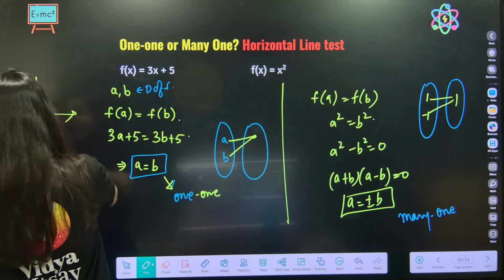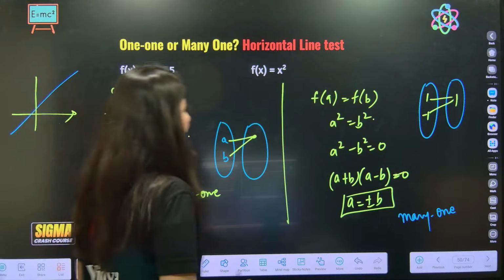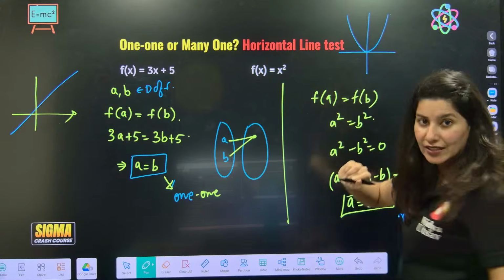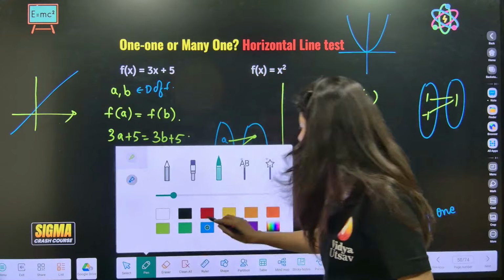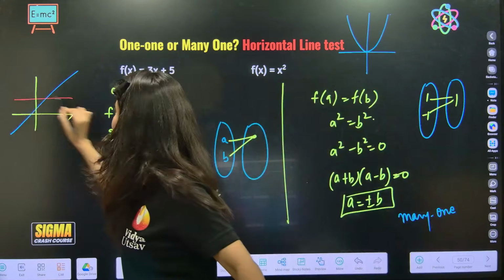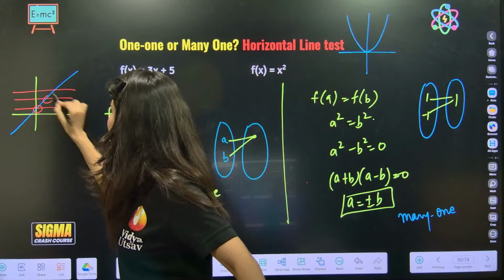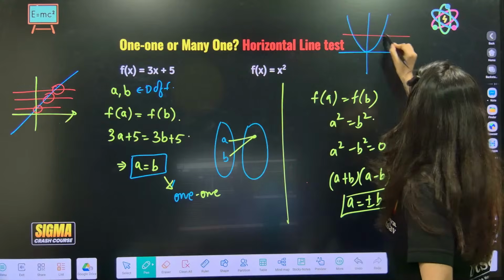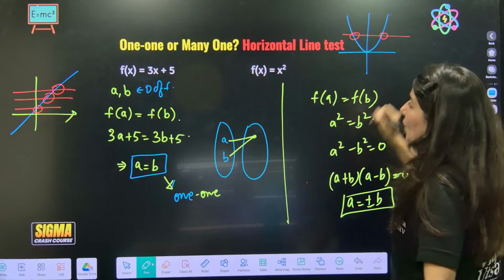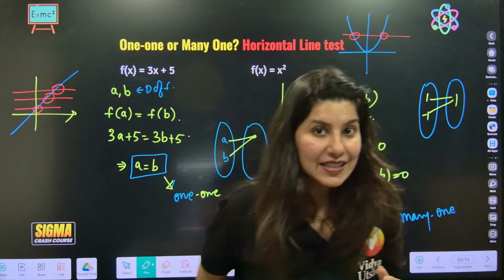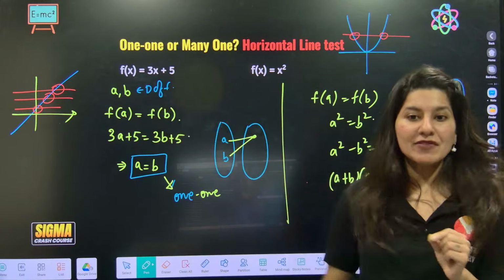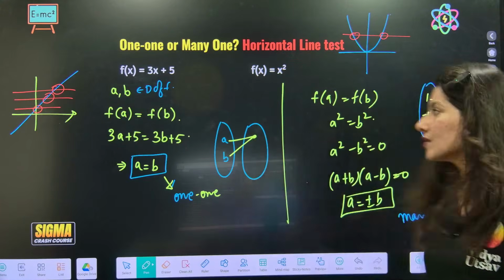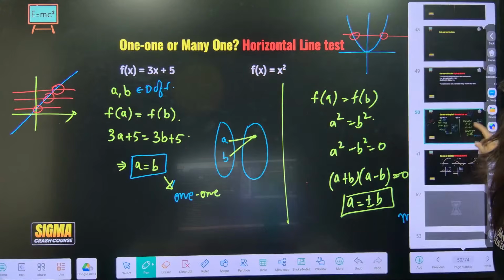y equals 3x plus 5. Can you see this is the graph? And y equals x square. Can you see this is the graph? Now if you draw the horizontal line, it intersects the graph at only a single point, one line, one point. But here the horizontal line is intersecting at 2 points. So if the horizontal line intersects at 1 point, it is a one-one function. If it intersects at more than 1 point, it is going to be a many-one function.